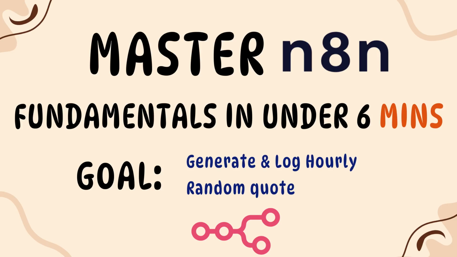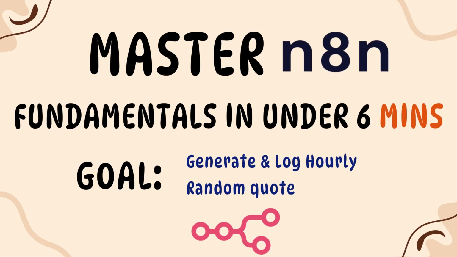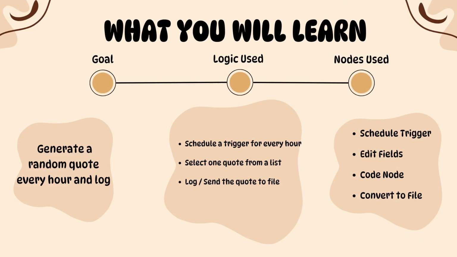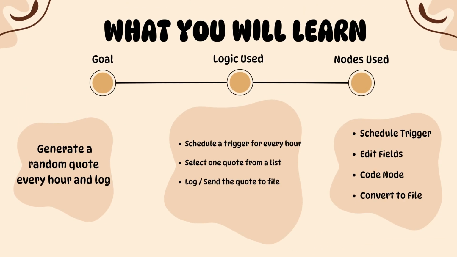Sounds crazy, but just mastering the basics of n8n can fast-track your journey to real workflow automation and problem solving. Our goal? Use only n8n nodes to select a random quote every hour and write it to a file. No services, no API keys, just pure logic blocks.